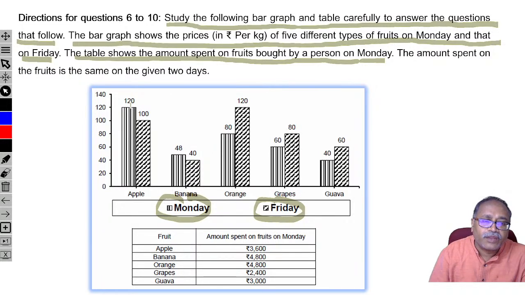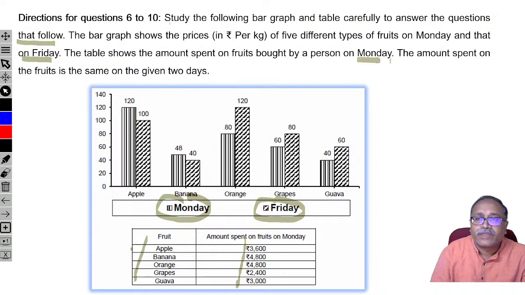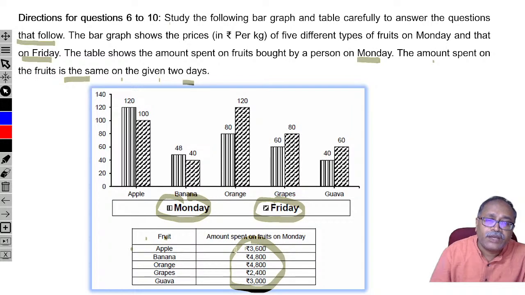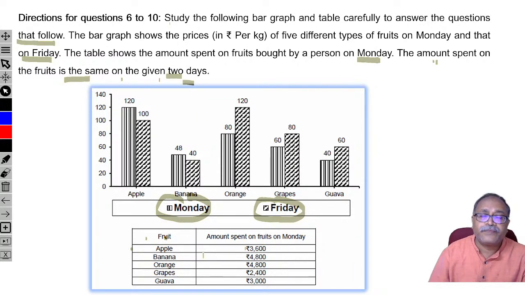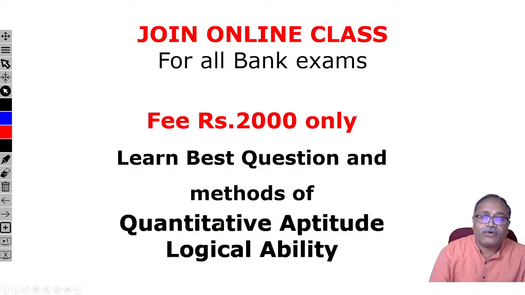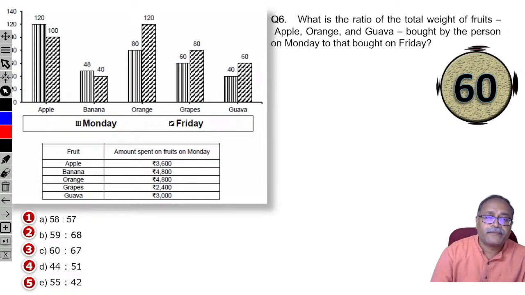So this table, amount spent on which day? On Monday. And the amount spent on fruit is the same on the given 2 days. So that means in the table, what is the amount given to us? The apple 3,600. It is the same for both the days. It's same for 2 days. So okay, we are understanding this part. Let's come to the question part. Now here your first question, and your time starts now.